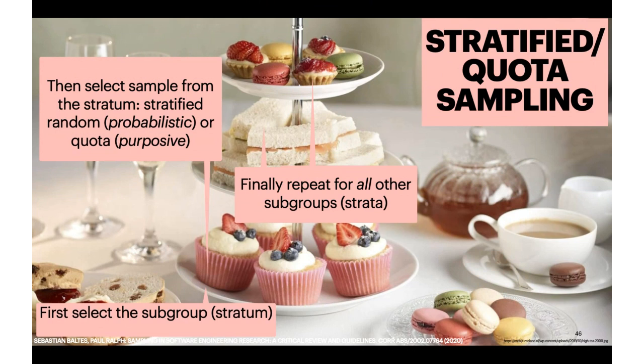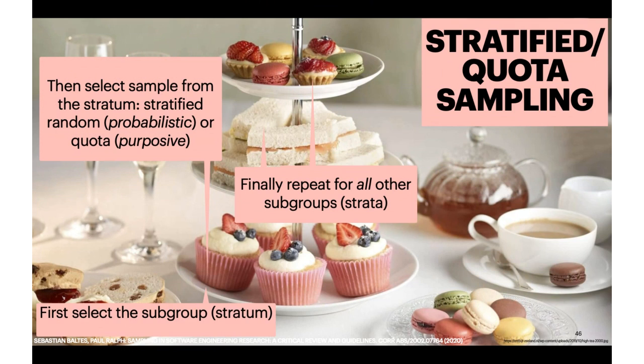If developers within the stratum are selected randomly, then this is stratified random sampling. If developers are selected purposively within the stratum, then it's quota sampling. So essentially, it's a multi-stage sampling strategy because we first of all need to select those strata, and then we need to select people within those strata.